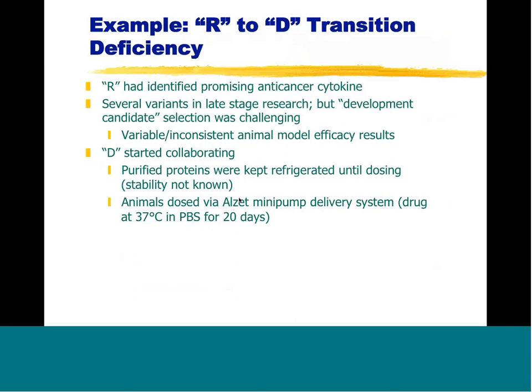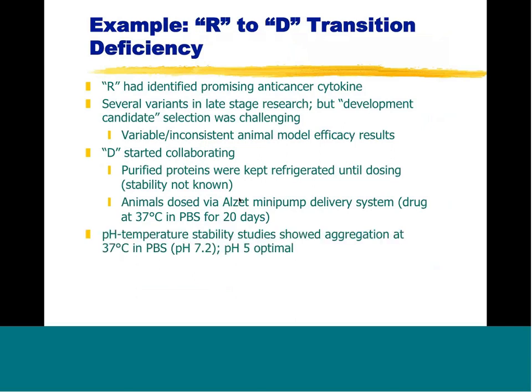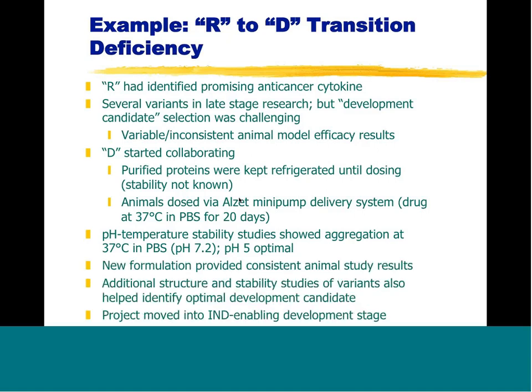So the protein is sitting in PBS at 37 degrees for 20 days, and it was precipitating, it was aggregating, it was not good. So we started doing some pH stability studies and found that this needs to be at a lower pH, and of course saved the program. New formulation came up, we have a great program, and it can support IND-enabling.